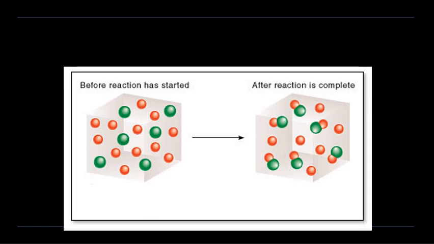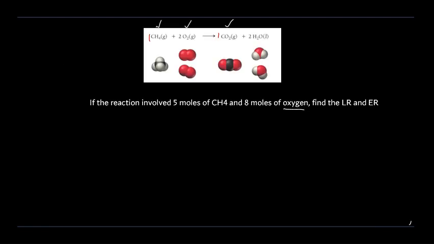In this particular diagram, we can see that the green dot is the limiting reactant because after the reaction, there are red spheres left unreacted. So they are the excess reactant and the green is the limiting reactant. Now let us see how to find the limiting and excess reagent when a balanced chemical equation is given.